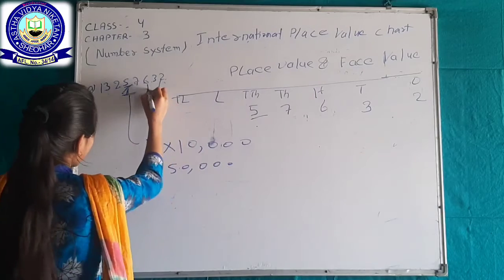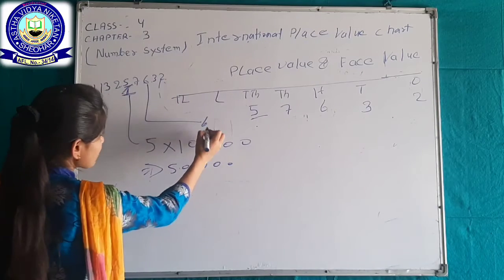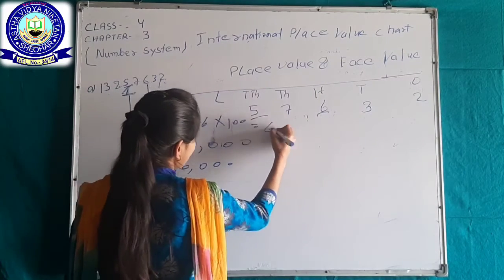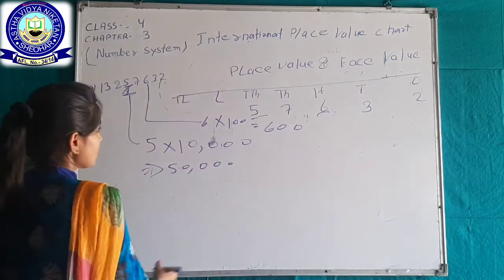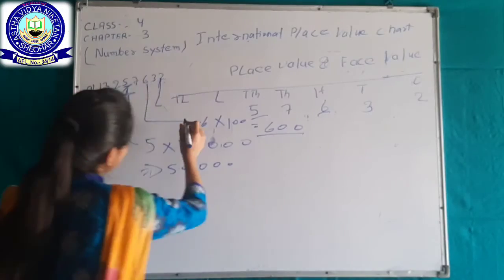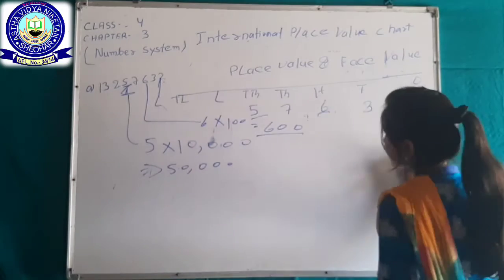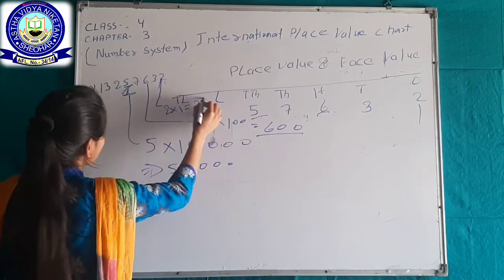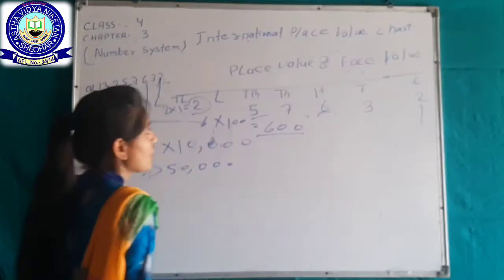And you have to find out the place value of 6. The position of 6 is 100, then multiplying 100 in it, you find out the place value of 6 equal to 600. And when you have to find out the place value of 2, the position of 2 is ones. Multiply 2 into 1 equal to 2. 2 is the place value of this digit.